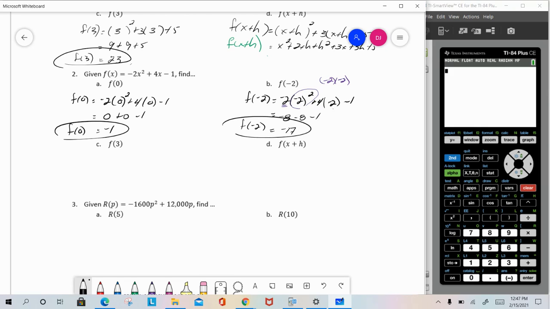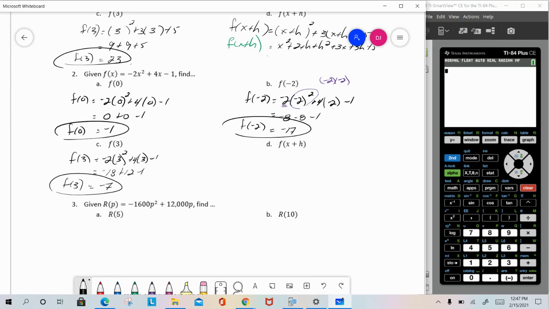Okay. Continuing on, f of 3, negative 2 times 3 squared plus 4 times 3 minus 1. 3 squared is 18. I'm sorry, nope. I'm thinking ahead. 3 squared is 9 times negative 2 is a negative 18. 4 times 3 is 12 minus 1. And so we have a negative 7. F of 3 is negative 7.